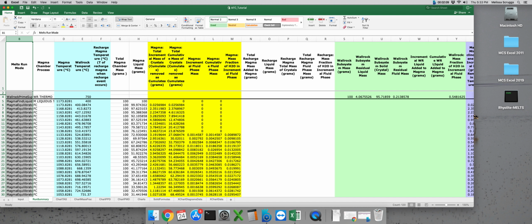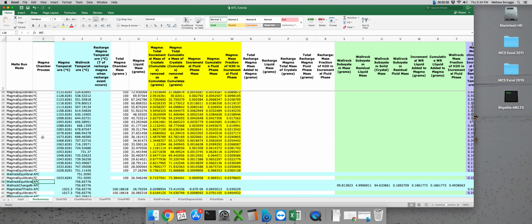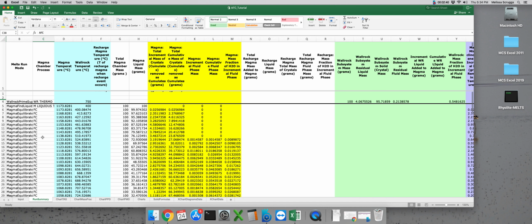This column tells you what equilibration step the Magma Chamber Simulator is calculating. After that, column C here records which magma chamber process is occurring, either fractional crystallization, which is FC, assimilation and concurrent fractional crystallization, which is AFC, or recharge and mixing, which is RFC. And if you look closely here, you'll see that for the first about 150 degrees of crystallization, we have no assimilation occurring, only fractional crystallization.